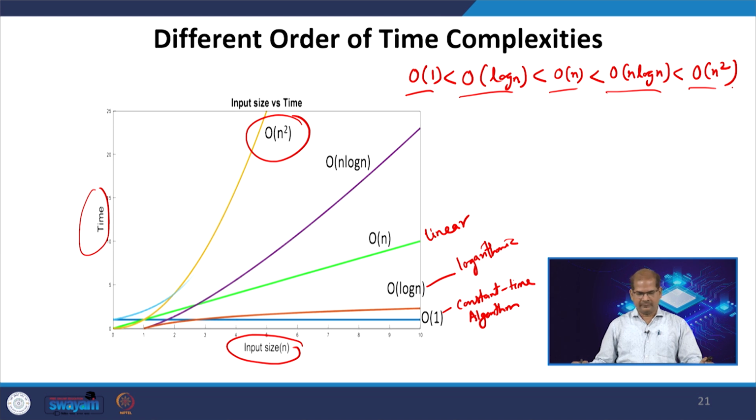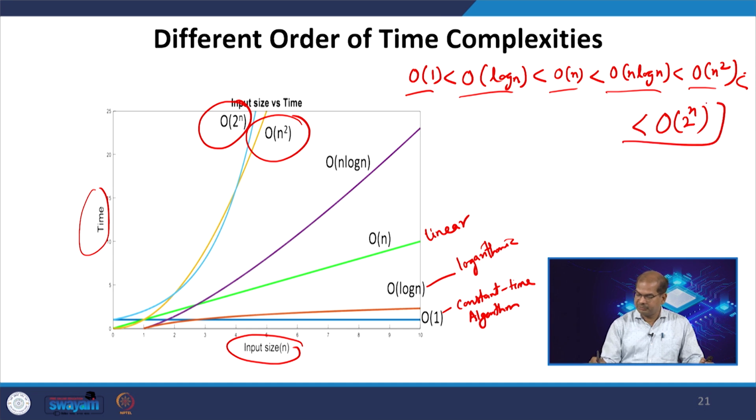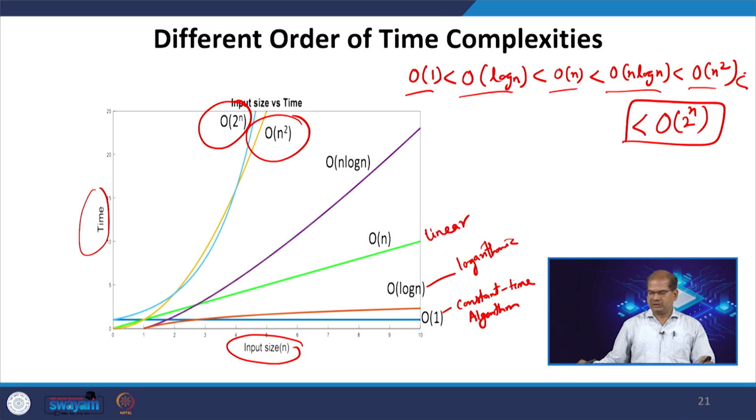the quadratic complexity algorithm. The last one is order of 2 to the power n, which is exponential time complexity. This takes a very large time, and it grows exponentially with the input size.